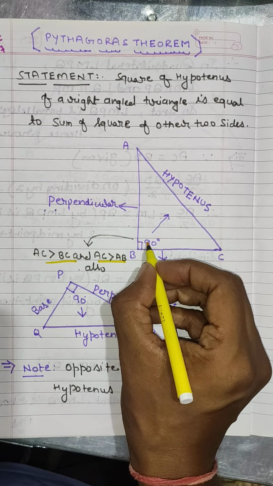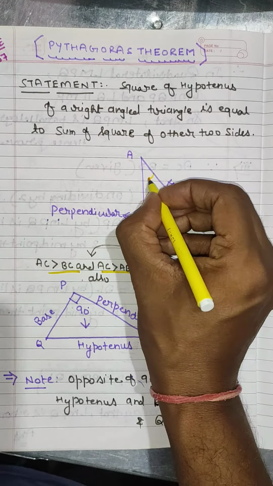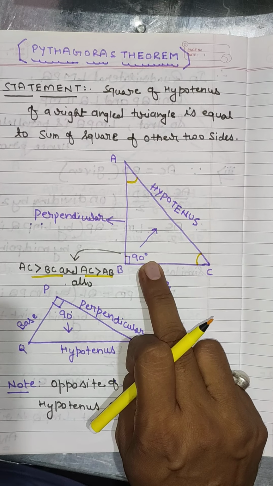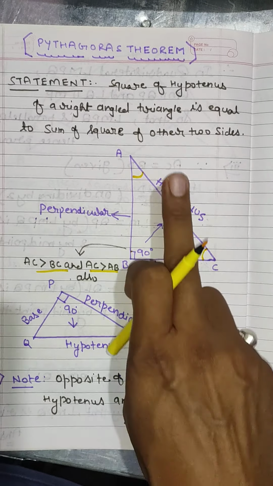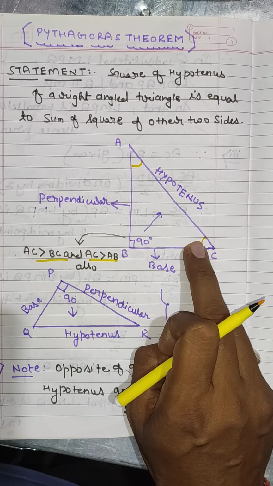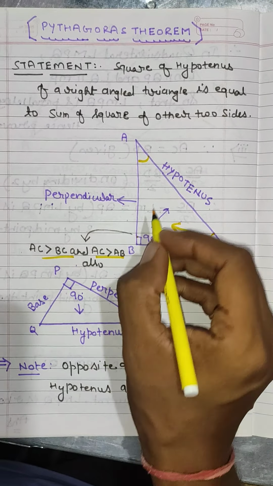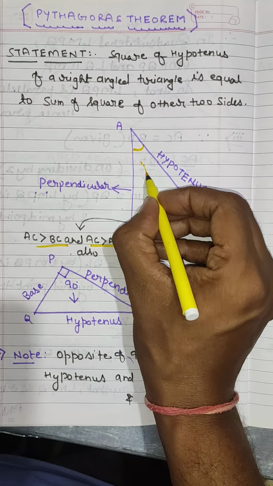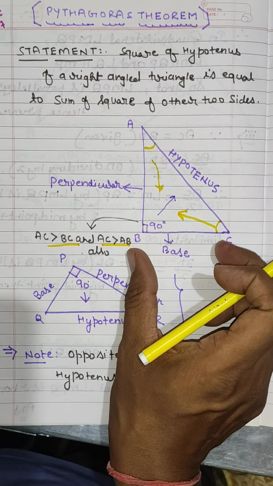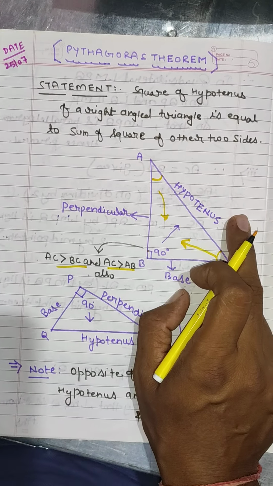At B, what is the angle? This angle is 90 degrees, and these other two angles will always be less than 90 degrees. So the side opposite to this angle, and the side opposite to this angle, both sides will be less than this side. I believe this point is clear.